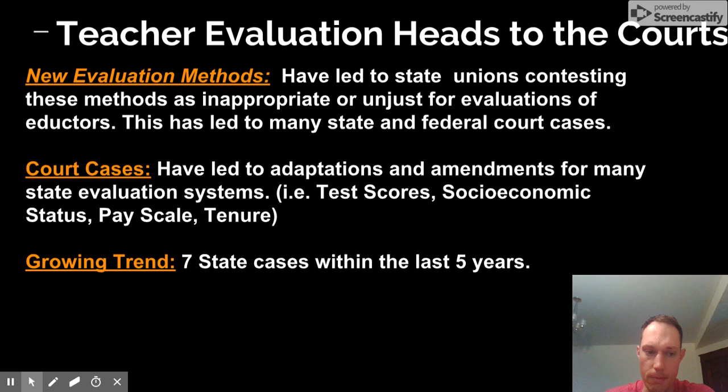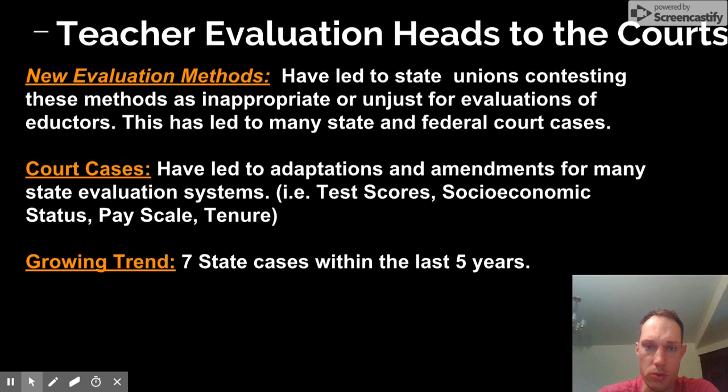for state evaluation systems. We're talking about test scores being linked to teachers' ability or their evaluation, how well the students do, and schools with students that have low socioeconomic levels or a large amount of poverty. New York State was one of those states where their union was fighting this case, for the poverty being unjust for the teachers to teach the students that come from a background of poverty.